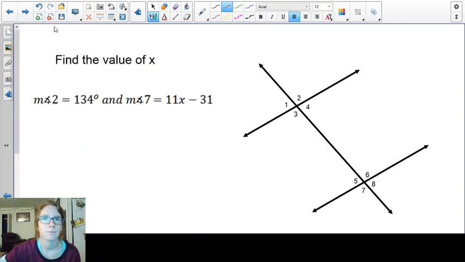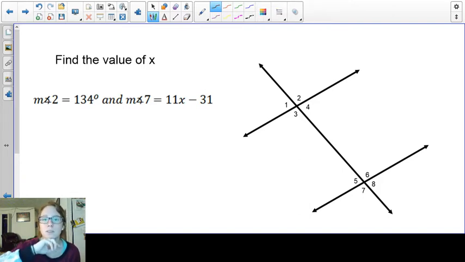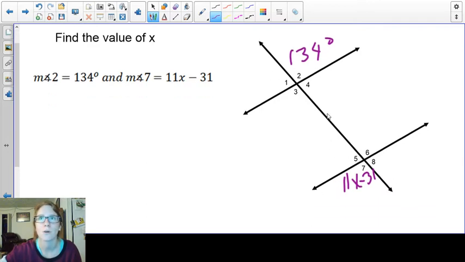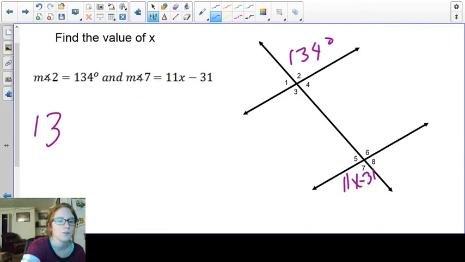So let's do the same thing here. Angle 2 is 134, and angle 7 is 11x minus 31. So the million-dollar question is, are these two angles equal, or do they add to 180? They're equal. They're alternate exterior, so they're on opposite sides and on the outside, so those are equal. So 134 equals 11x minus 31.